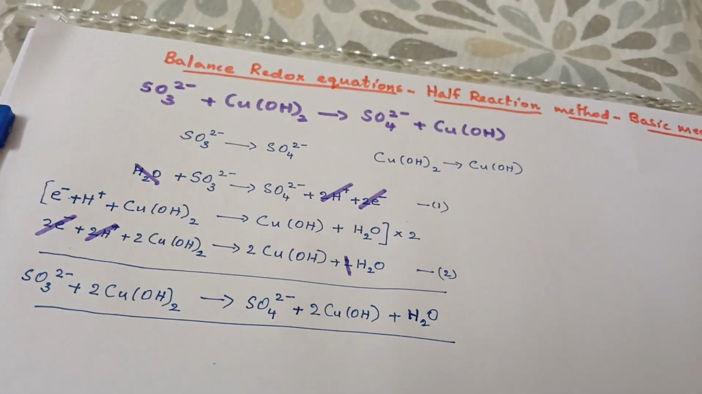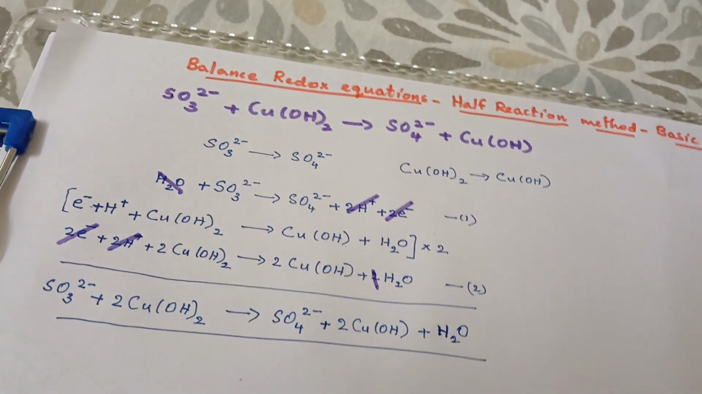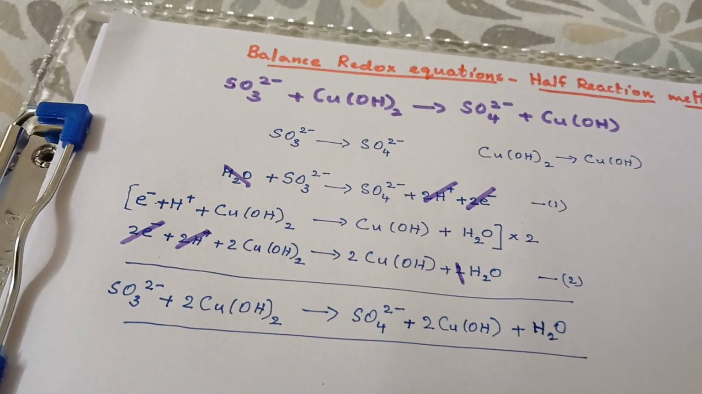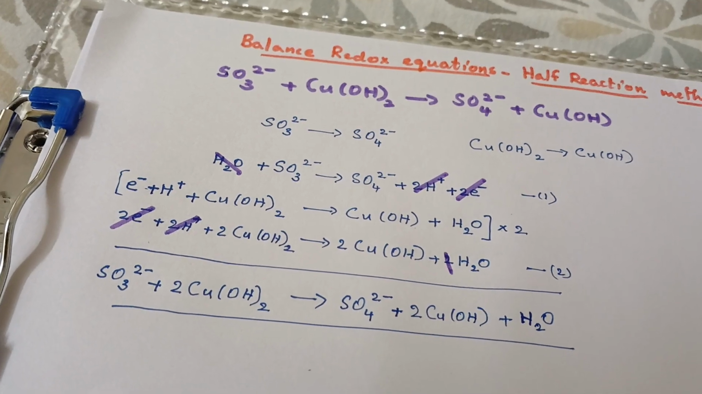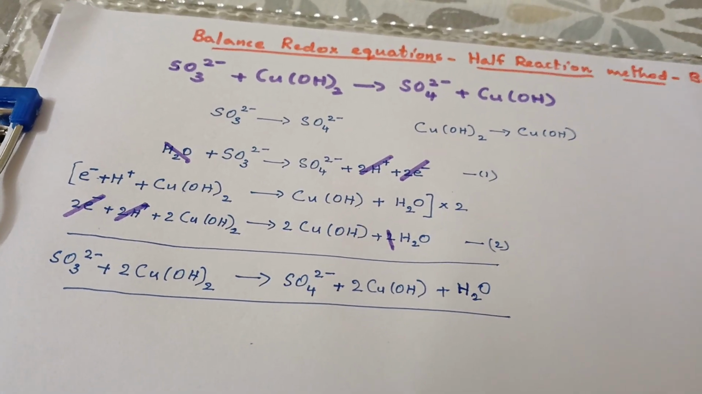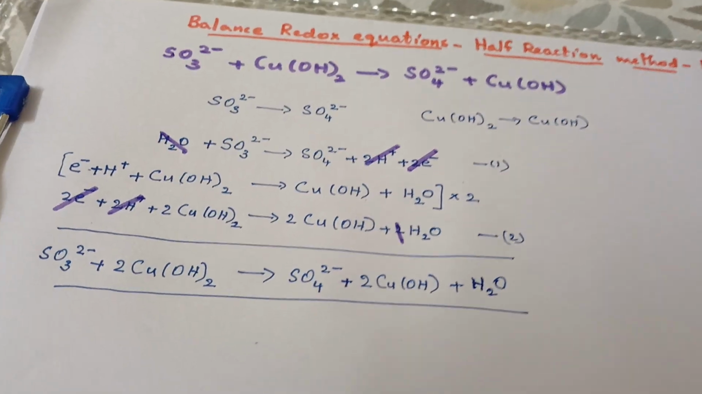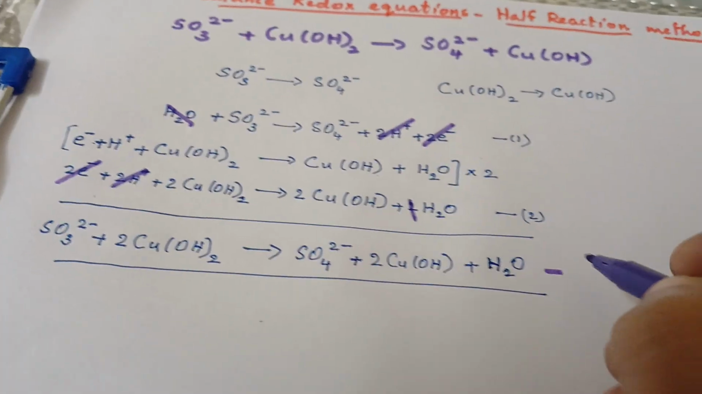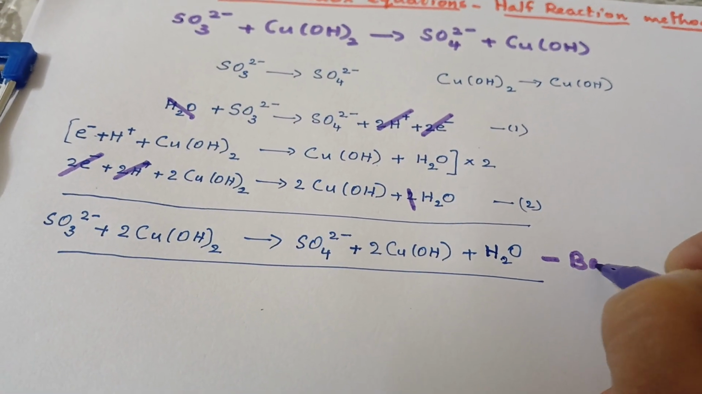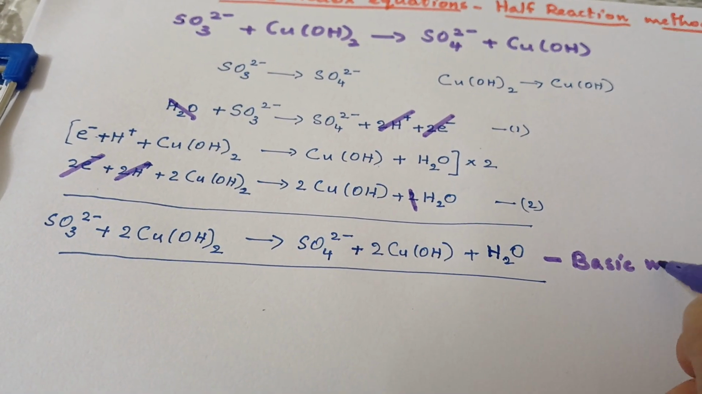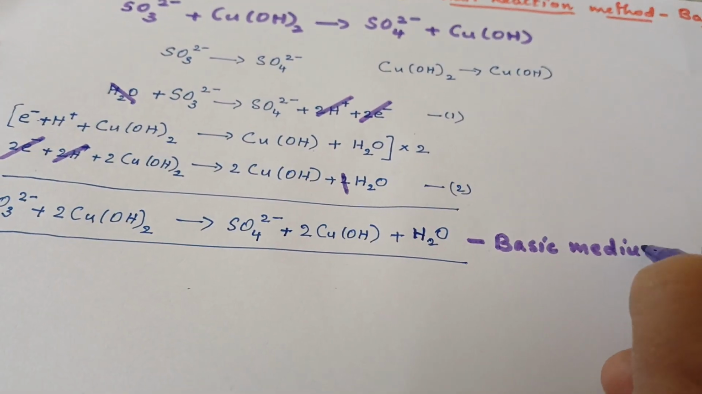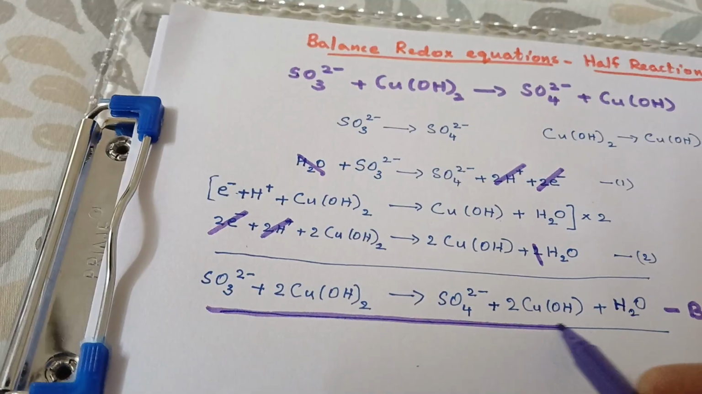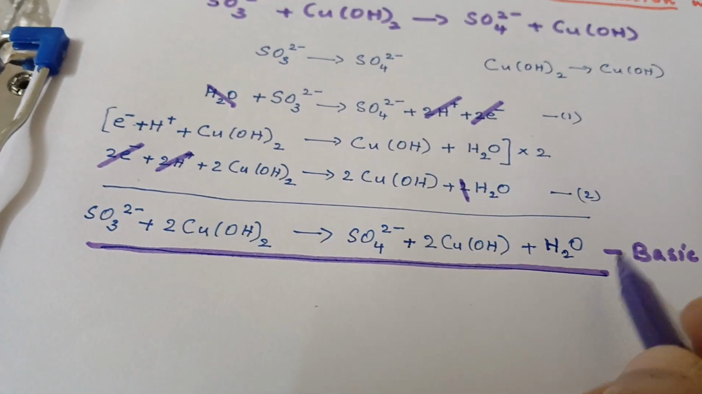We are asked to do it in the basic medium. So what we usually do is, if we have H plus ions, we will add that many OH minus ions to the left hand side and the right hand side. But no H plus ions are here. So we can take this equation to be in the basic medium. So this is our balanced equation in the basic medium.